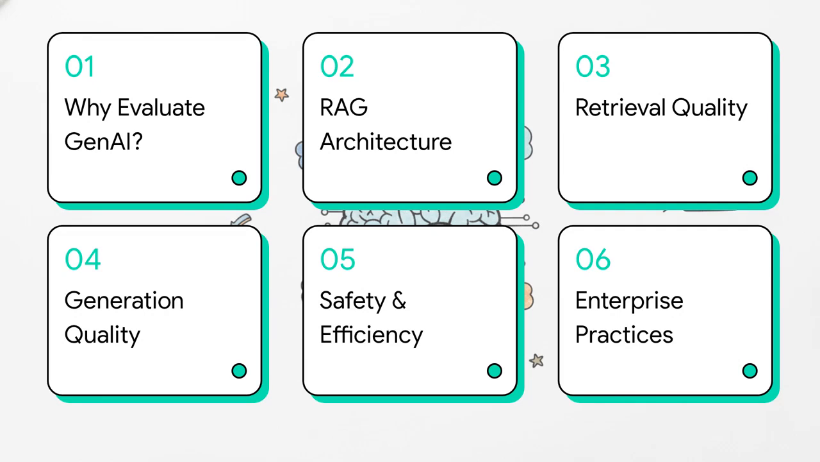Here's our roadmap for today's explainer. We'll kick things off with why we need to evaluate GenAI in the first place, map out the RAG architecture, and then dive deep into evaluating both retrieval and generation quality. Finally, we'll wrap up with system safety, efficiency, and how to actually scale this stuff responsibly in the enterprise.